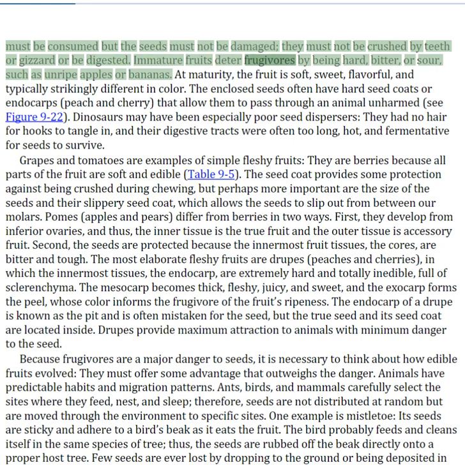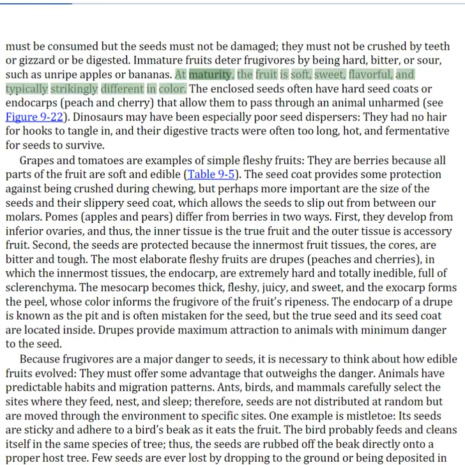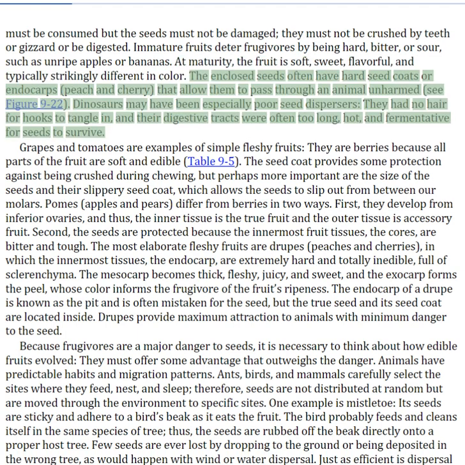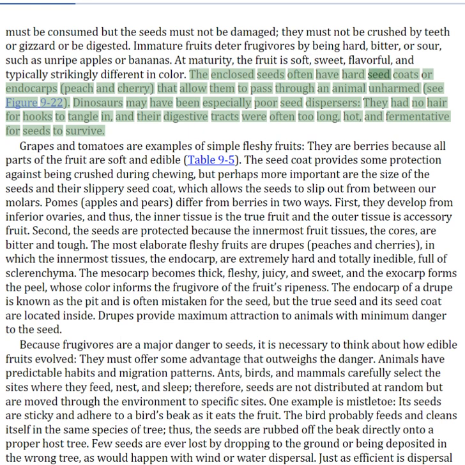Immature fruits deter frugivores by being hard, bitter, or sour, such as unripe apples or bananas. At maturity, the fruit is soft, sweet, flavorful, and typically strikingly different in color. The enclosed seeds often have hard seed coats or endocarps that allow them to pass through an animal unharmed.